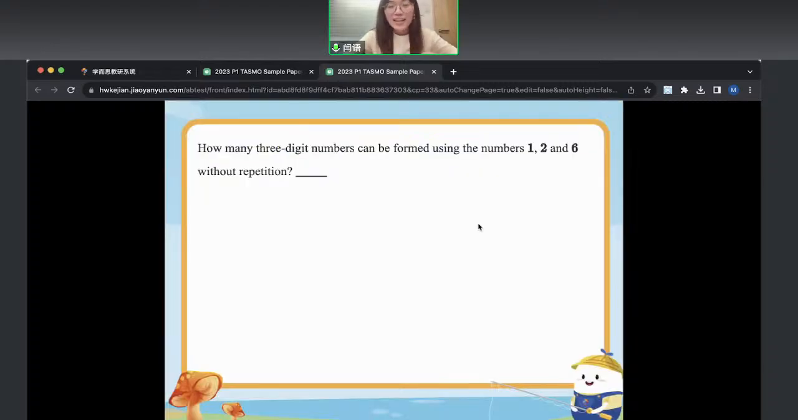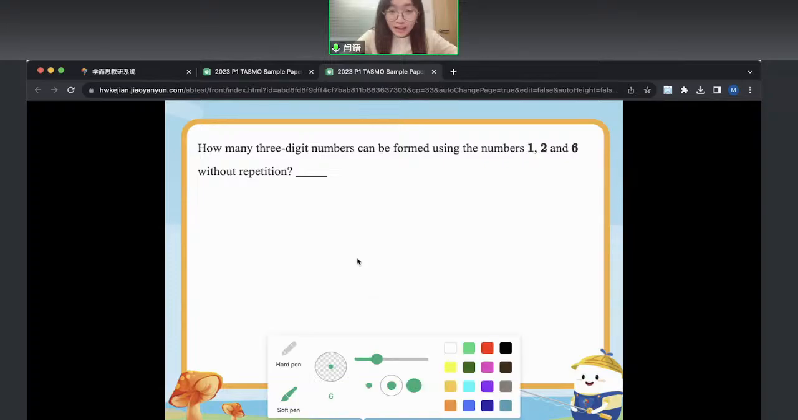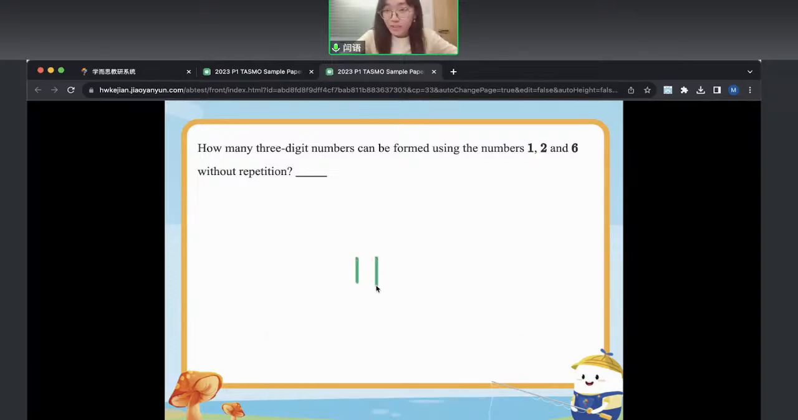Now let's move on to the next one. How many 3-digit numbers can be formed using the numbers 1, 2, and 6 without repetition? Here, what are the keywords? Do remember, without repetition. So can we build a number like 11, yes or no? No, okay, without repetition. And also, here I want to get a number like 22. Is it correct? No, okay.